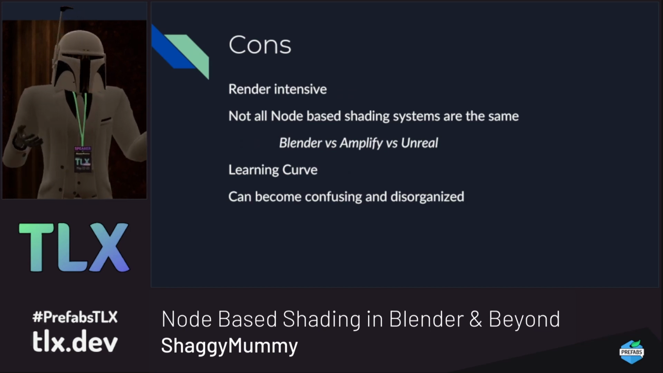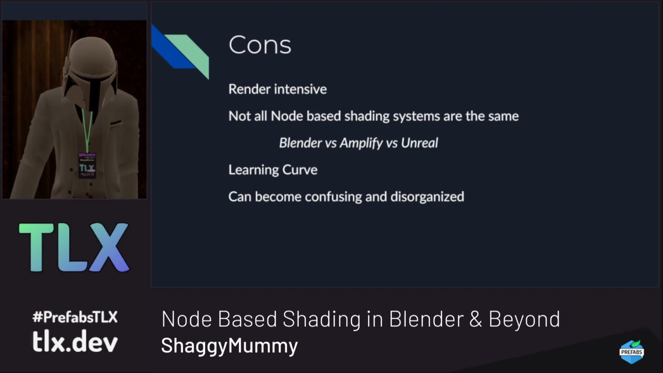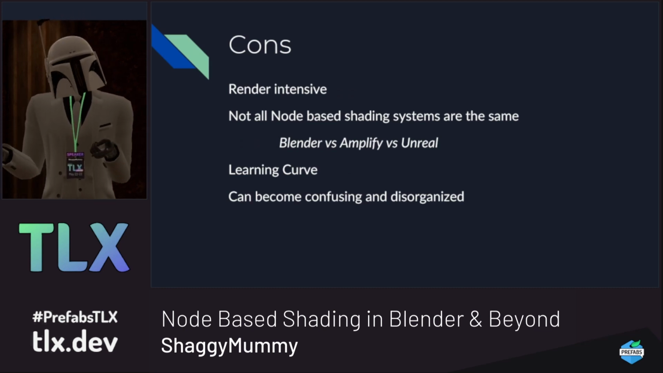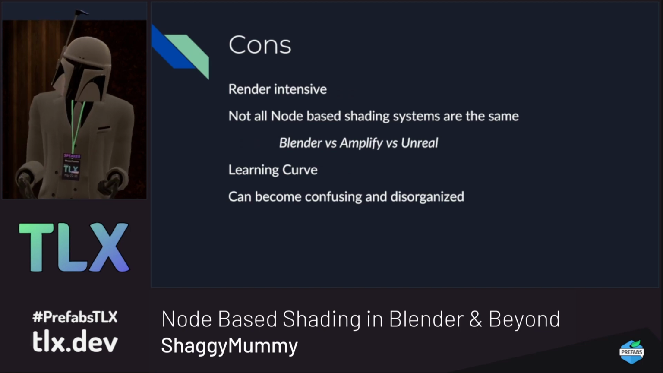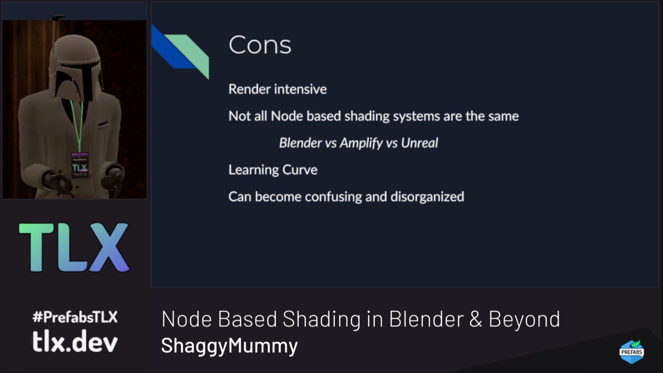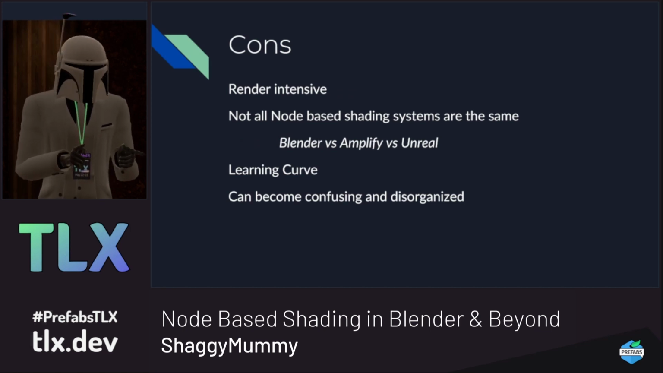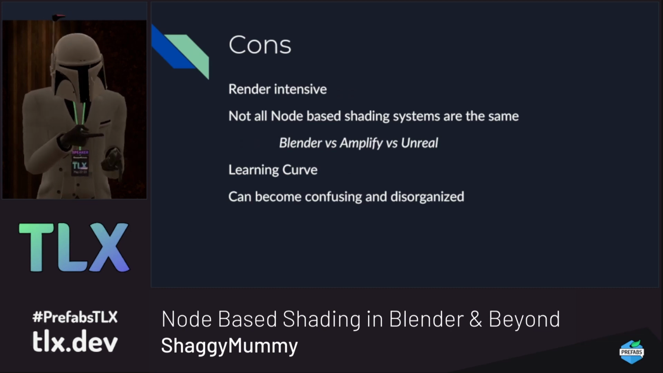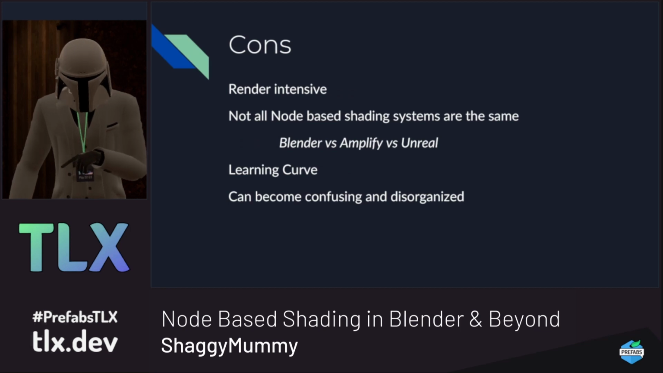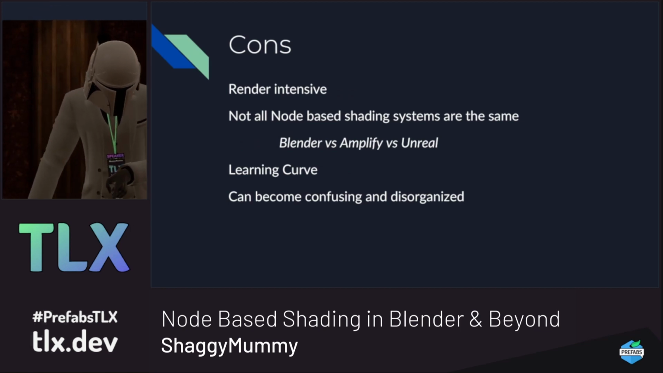And the other con is not all node-based shading systems are the same. I'm most familiar with Blender, but I've also tried learning Amplify. A lot of stuff translates, but also a lot of stuff doesn't. For one, the noise generators in Blender are a lot more refined. You have a lot more control over each parameter, and I think they're more optimized as well, so they can actually run at closer to real-time speeds. And Unreal also has a node-based shading system. I've never used it, but it looks really cool.